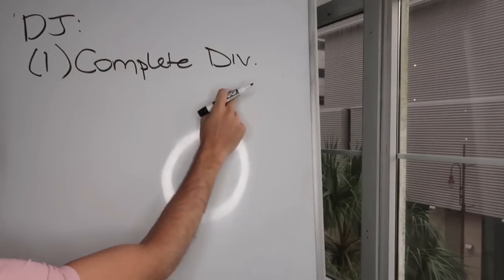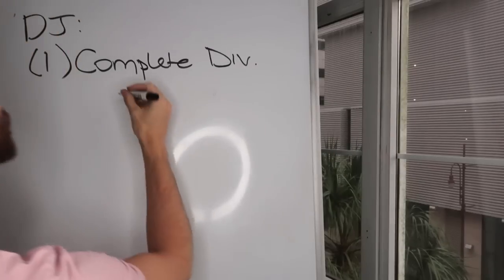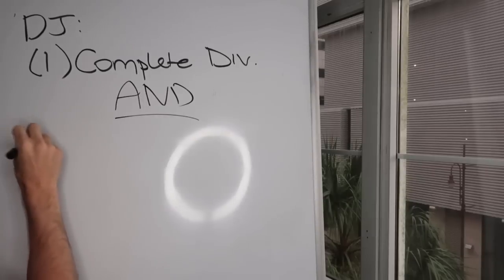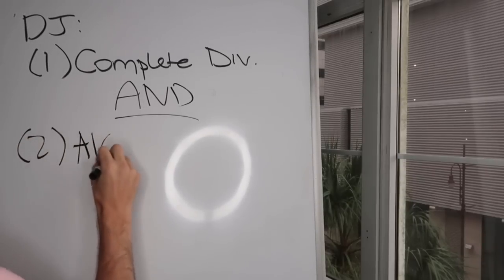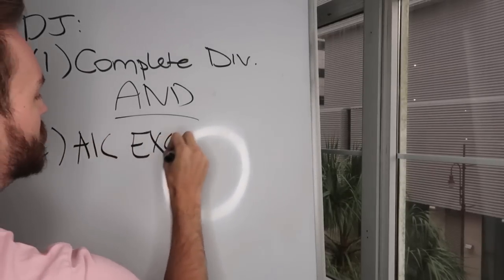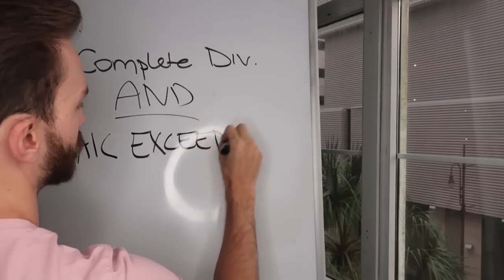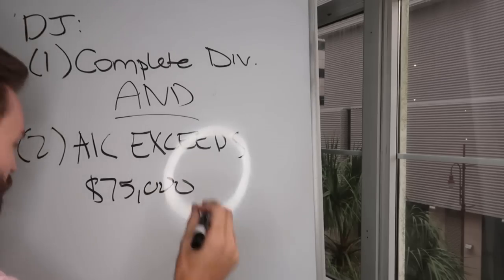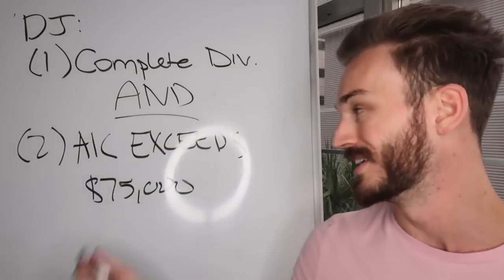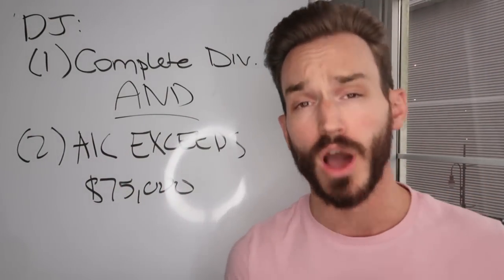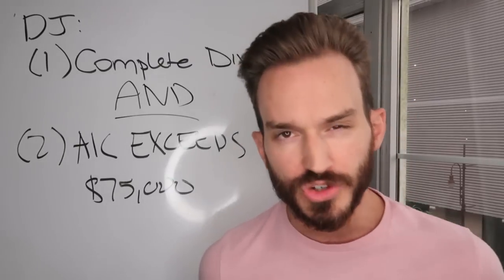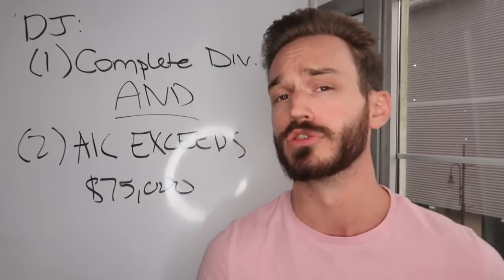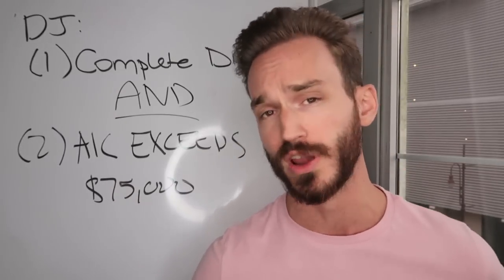diversity jurisdiction exists if, number one, complete diversity exists between the parties, and number two, the amount in controversy exceeds $75,000. Okay, so what is the AIC, amount in controversy? The amount in controversy is simply the monetary value that's at stake in a lawsuit. This is generally going to be very straightforward.